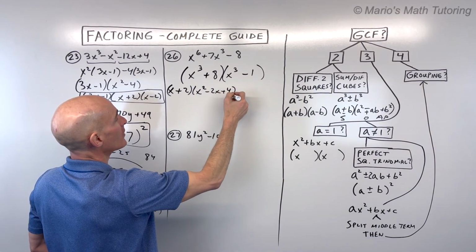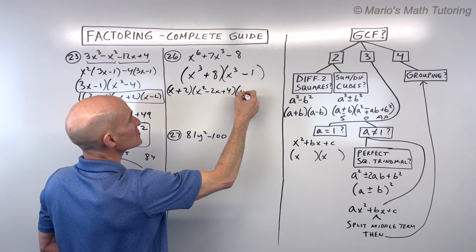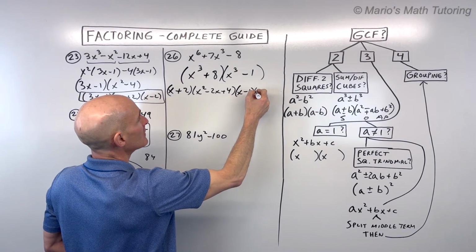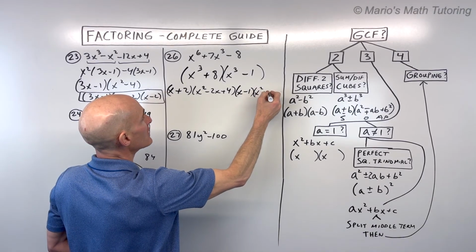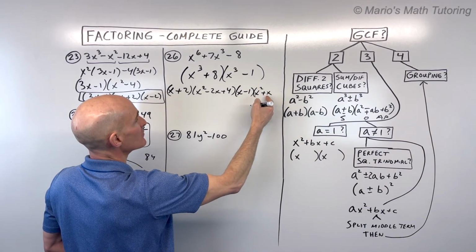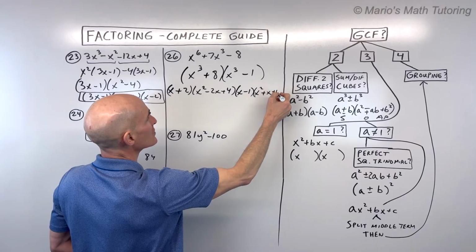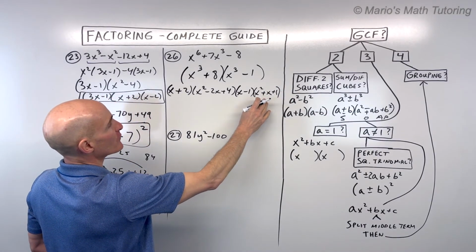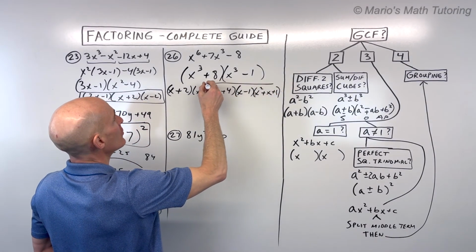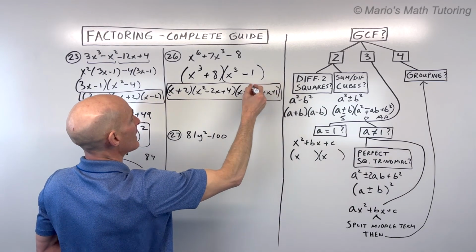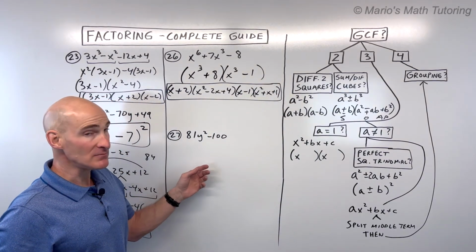2 squared is 4. This is a difference of 2 cubes, so it's going to be a minus b, a squared plus ab. 1 times x is just going to be 1x plus b squared. 1 squared is 1. Can I factor it further? No, that's as far as I can go. That's fully factored. Okay, how about for number 27?